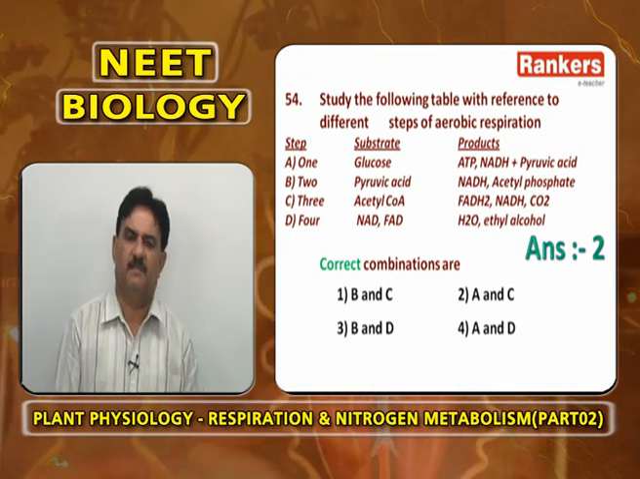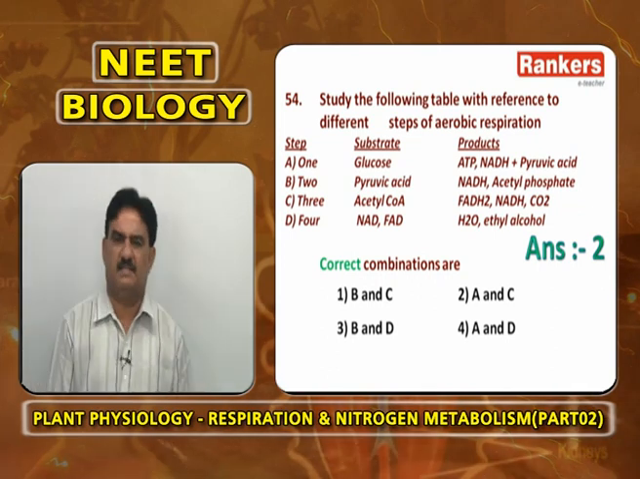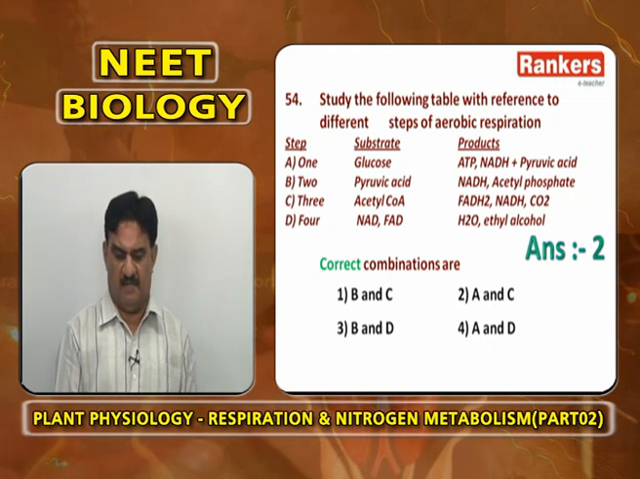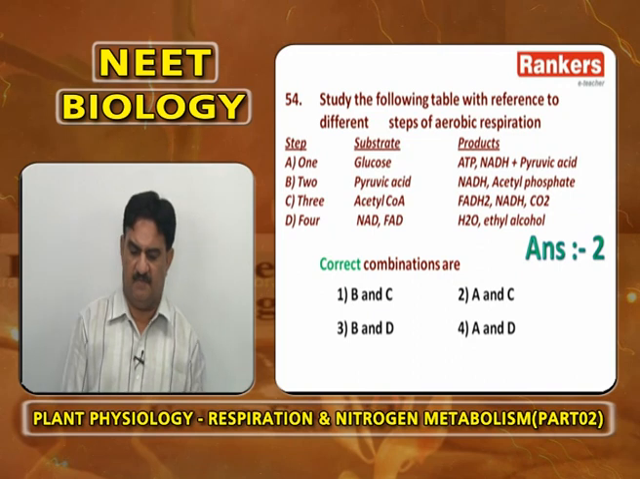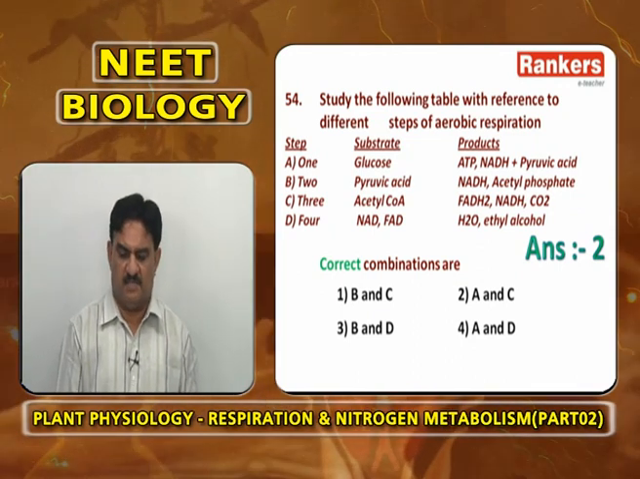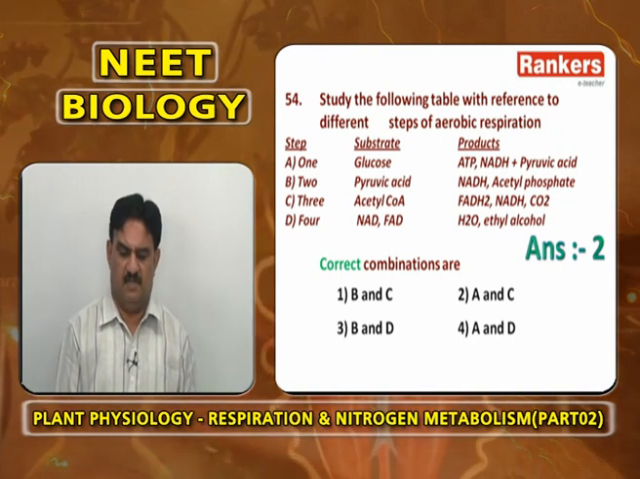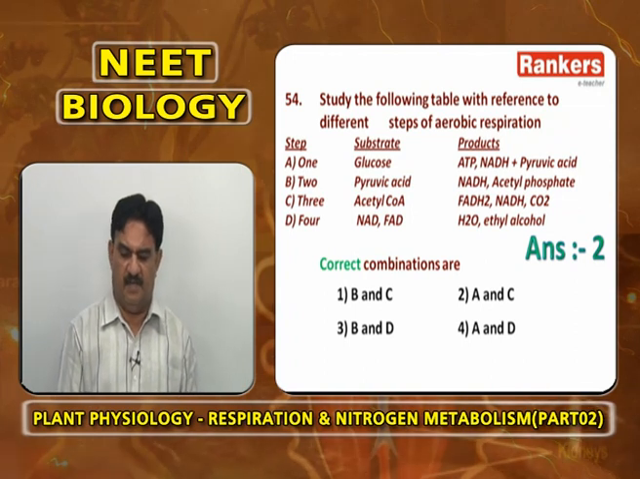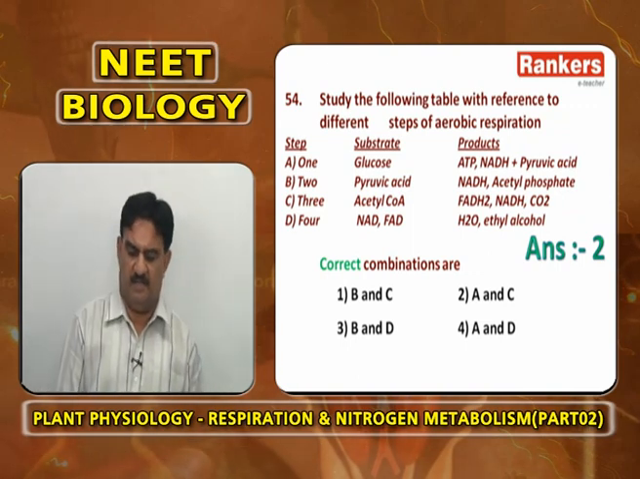In Krebs cycle, acetyl phosphate is not formed. Acetyl phosphate is formed in phosphoroclastic cleavage of pyruvic acid, which is discussed in the biological mechanism of biological nitrogen fixation. Step 3, acetyl coenzyme A results in the formation of FADH2, NADH2, CO2. Definitely this is Krebs cycle. Step 4, NAD, FAD, water and ethyl alcohol. Step 4 is the electron transport system. NAD and FAD are correct, water is correct, ethyl alcohol is wrong. So A and C are correct.